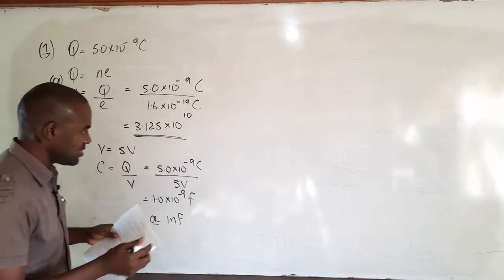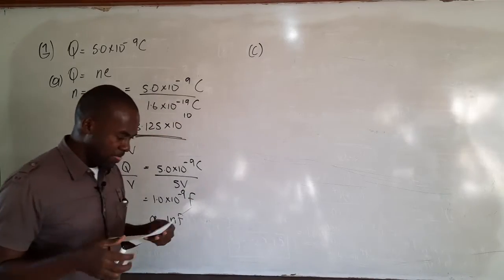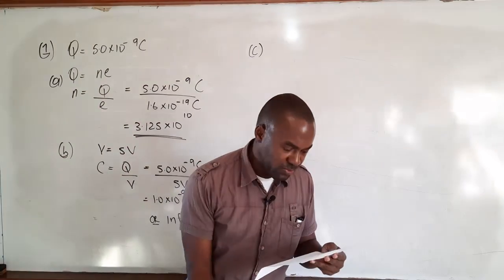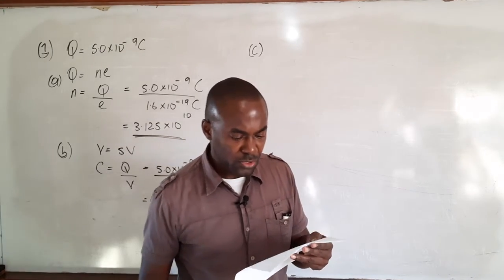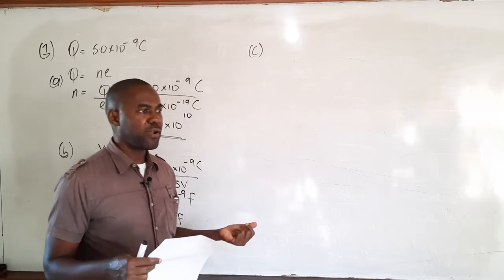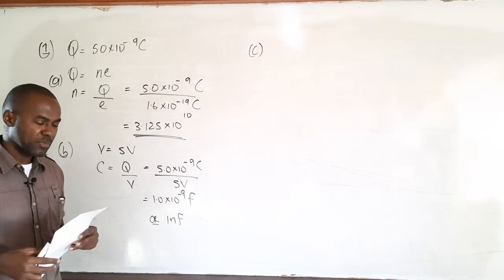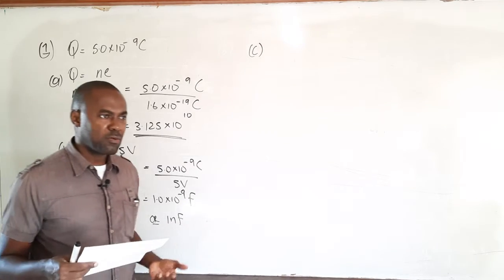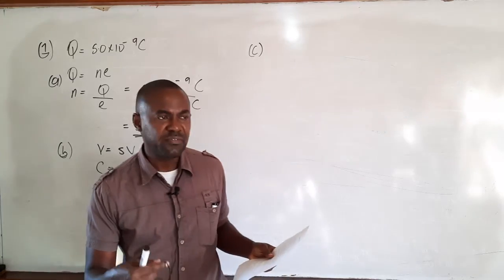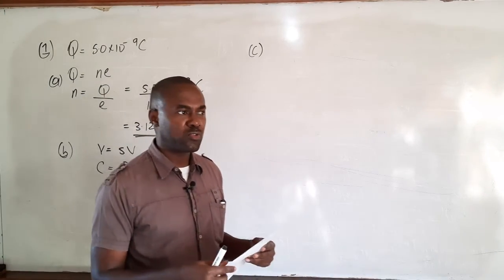We'll now look at part C. Part C says to calculate the amount of charge which must be removed from the capacitor to reduce its PD to 1 volt. We can do this quite a few ways. Since the PD has now been reduced to 1 volt, we can use the PD together with its capacitance to find the actual charge stored, and then subtract it from the previous charge stored.